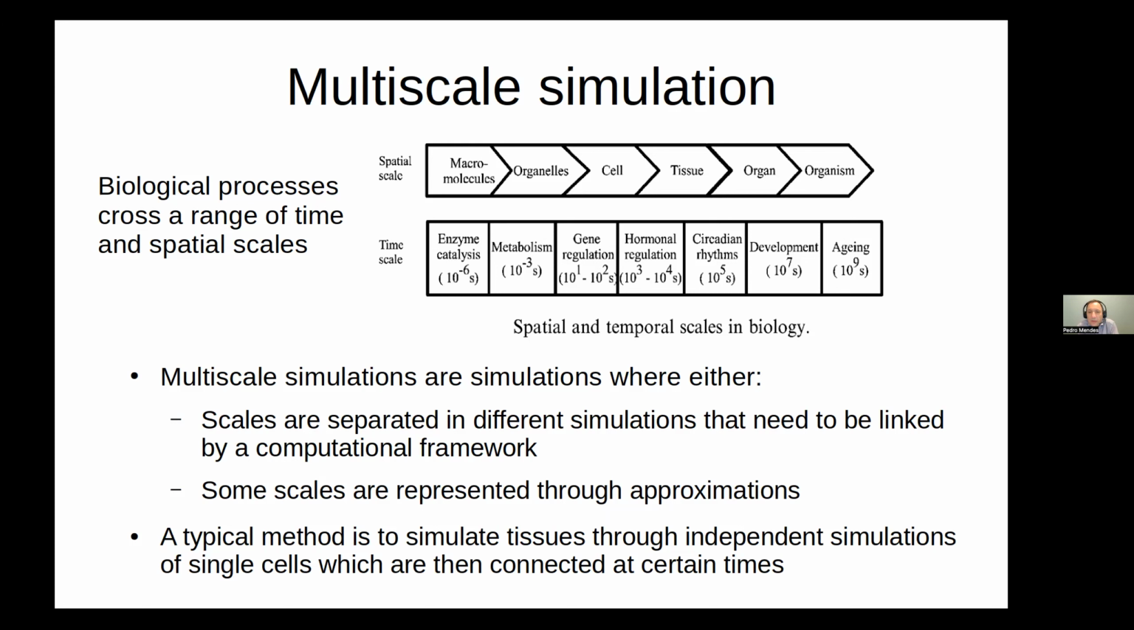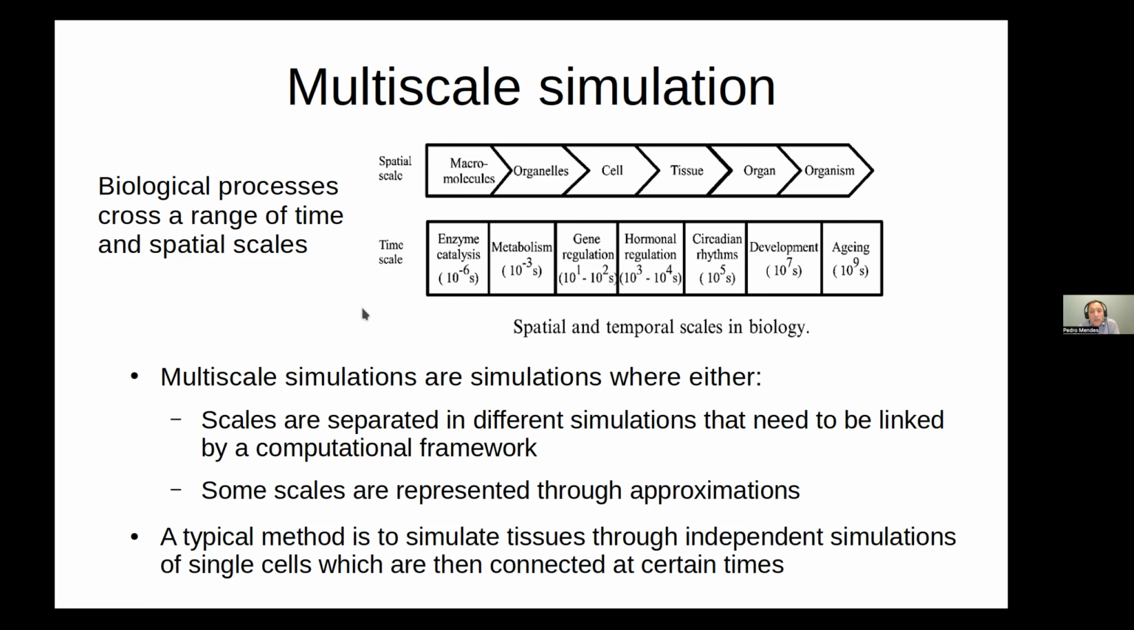This figure here is from a review that I wrote about 14 years ago or so. You can see the spatial scale goes all the way from macromolecules to entire organisms. In fact, we could even go to ecosystems. There are even some papers where COPASI has been applied to ecosystems as well.